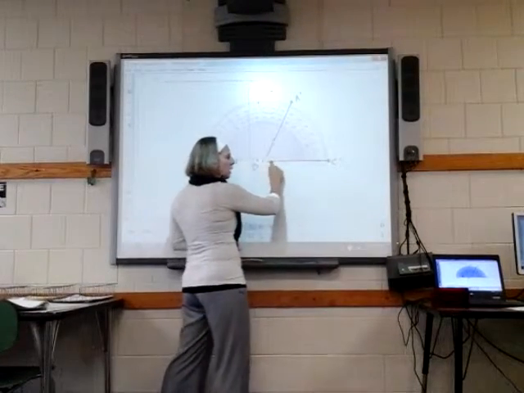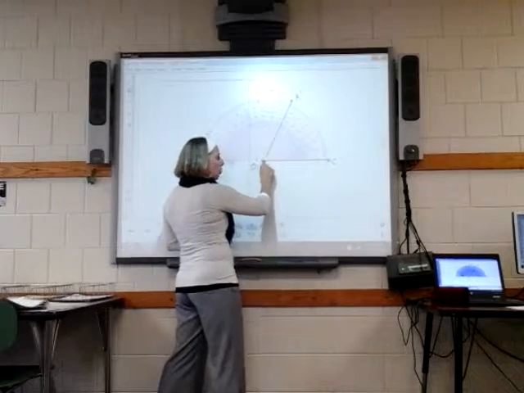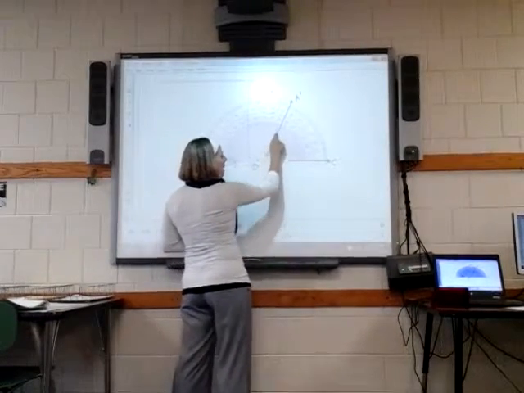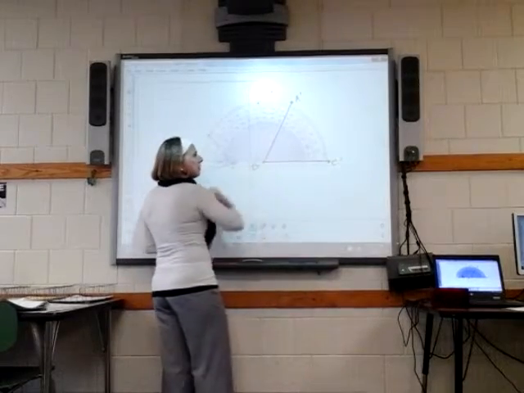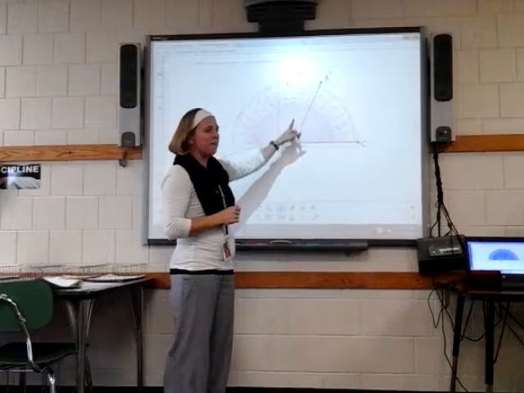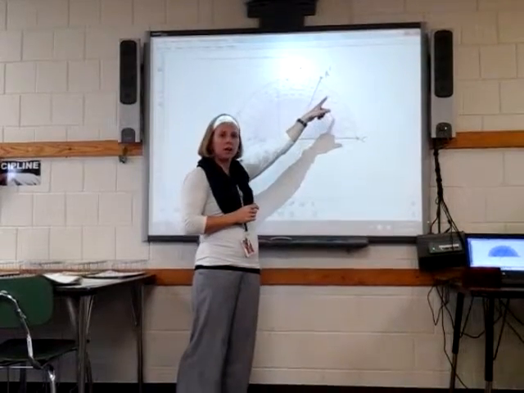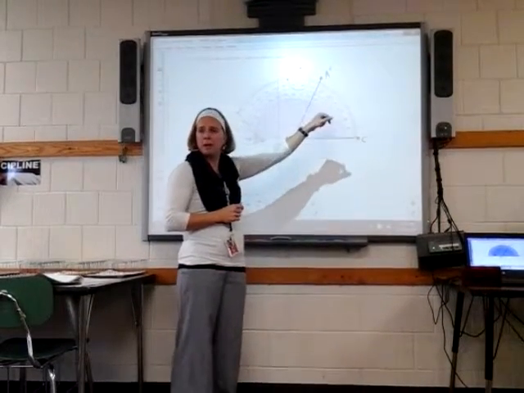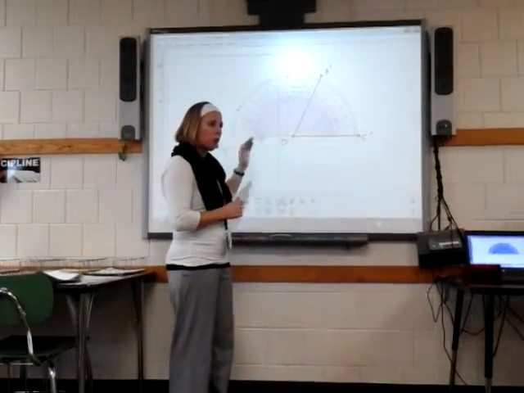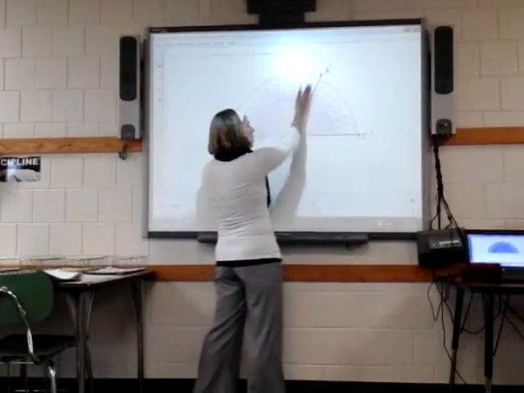Your 0 gets lined up with the bottom line, and then your top line is the one that reads the measurement, okay? If you do not have a line that extends long enough for you to be able to read it, what you need to do is remove your protractor, use a straight edge, and extend your line all the way up.